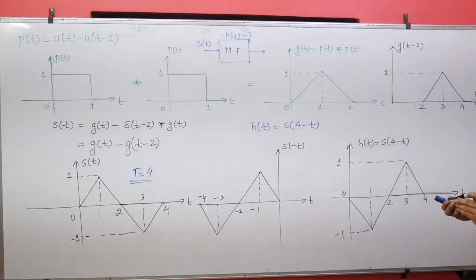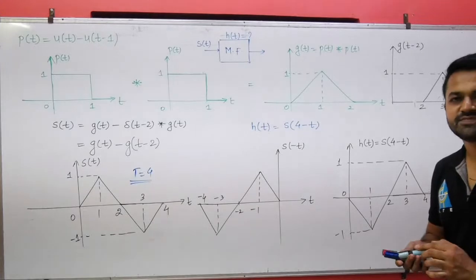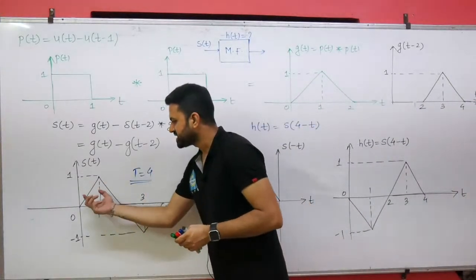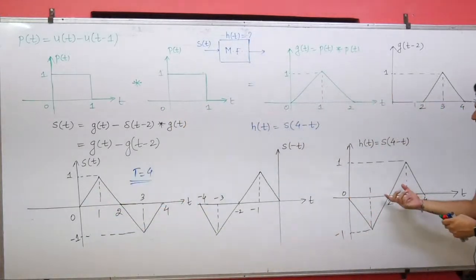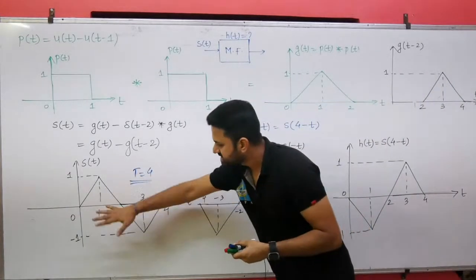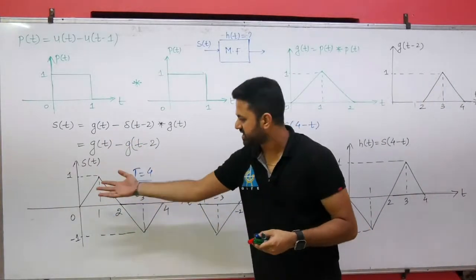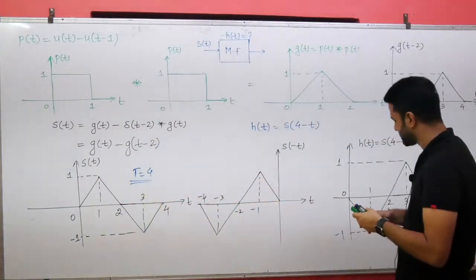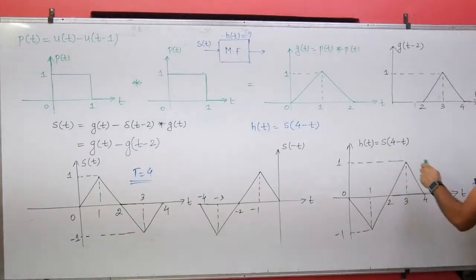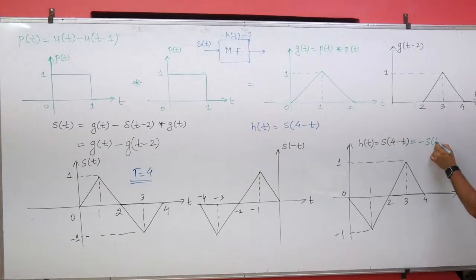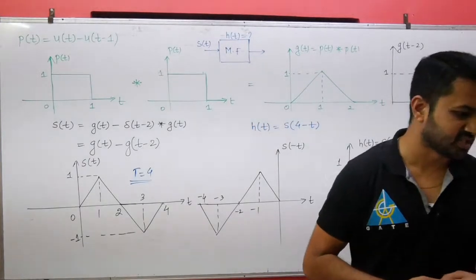We have to tell the response of the matched filter in terms of the input signal. So this is the input signal, and how is it related with this response? If we do the amplitude inversion, the positive amplitude becomes negative and the negative amplitude becomes positive, which is nothing but your response. So h(t) is nothing but minus s(t). The minus of s(t) will be the correct answer, that is option C.